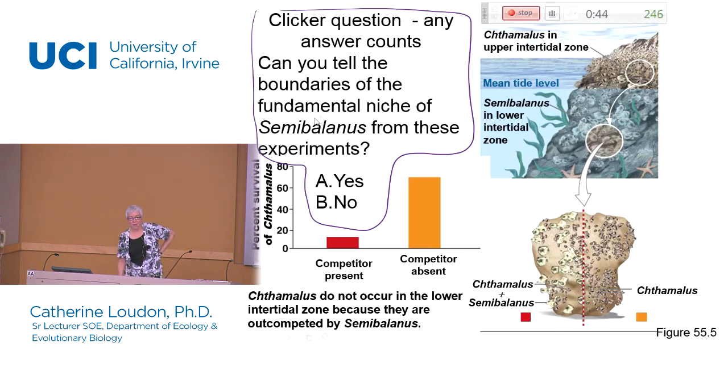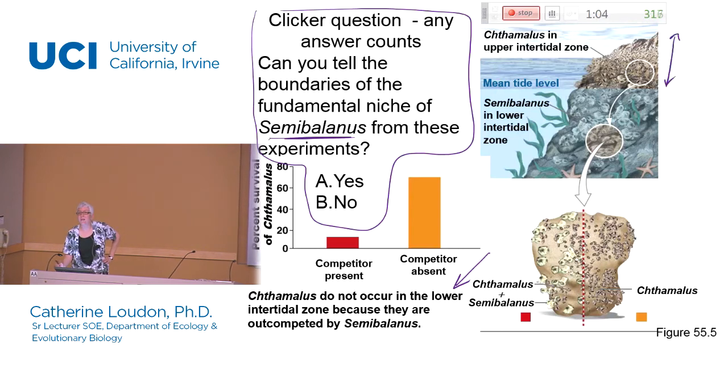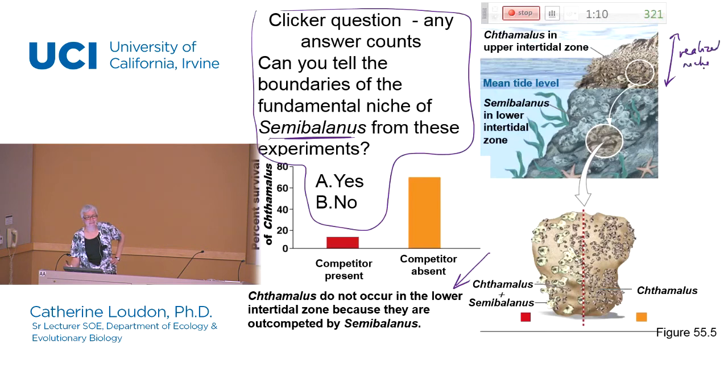So, the question is, can you tell the boundaries of the fundamental niche of Semibalanus from these experiments? That's different from asking about Thamellus. Before we were distracted by the alarm, we considered that Thamellus exists here, so this would be the realized niche right here. But given that Thamellus could occur just fine in the lower intertidal, we would consider the fundamental niche to extend down into the lower intertidal, but that's for Thamellus.